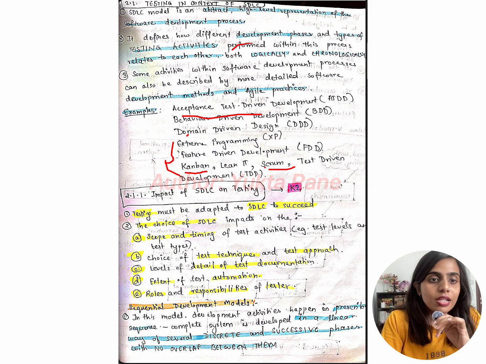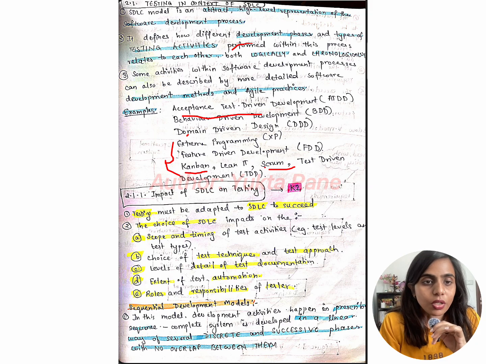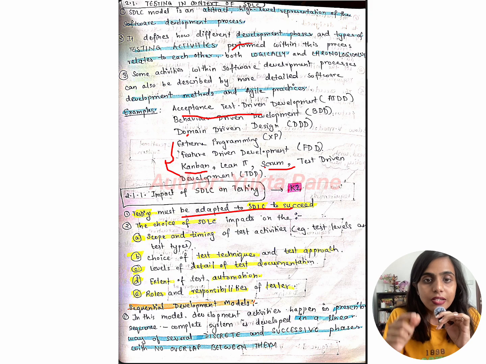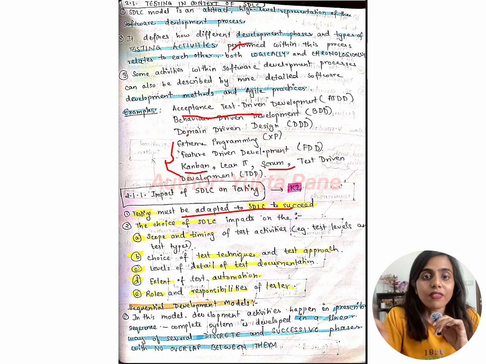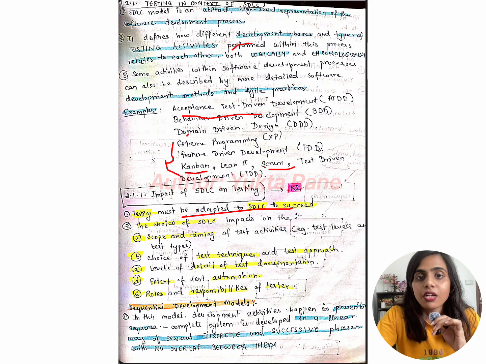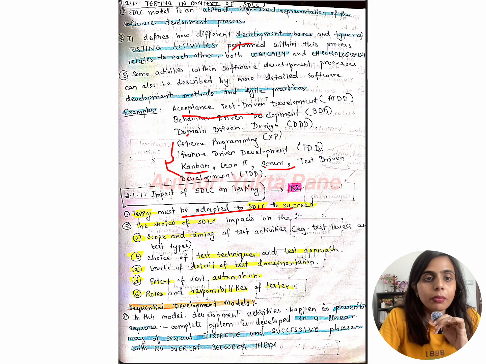Okay, so let's get started with 2.1.1, that is impact of SDLC on the testing. So testing must be adapted to SDLC to succeed. What it means is that basically testing phases should be aligned to the development phases. Development phases should be designed keeping testing perspective in mind. So in other words, what your expectations are after the development of a particular module should be clear, and based on that the development will be carried out.